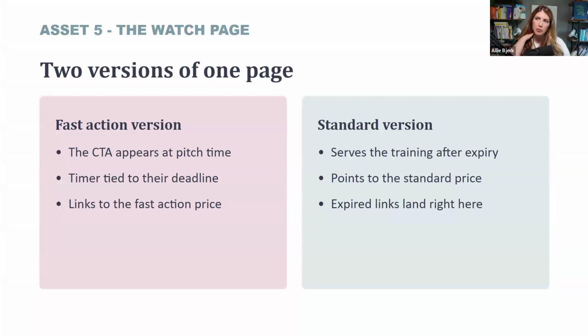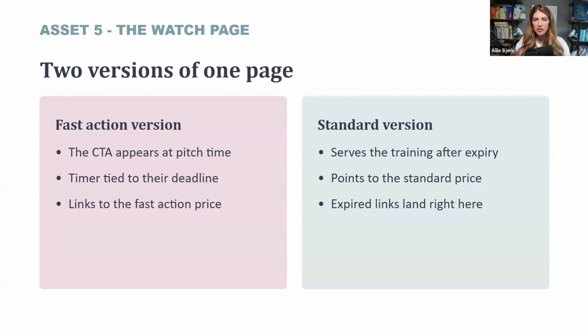Other things for the watch page, if you are doing a fast action price, you're going to have 2 different versions of the page where you'll have a fast action version. For Evergreen, you can have a call to action button that shows up at the pitch time, a timer that's tied to their deadline, links to that fast action price where they know where to go to be able to buy at that price. And then if you are going to expire it, then you have to have a different page that you're redirecting to afterwards.